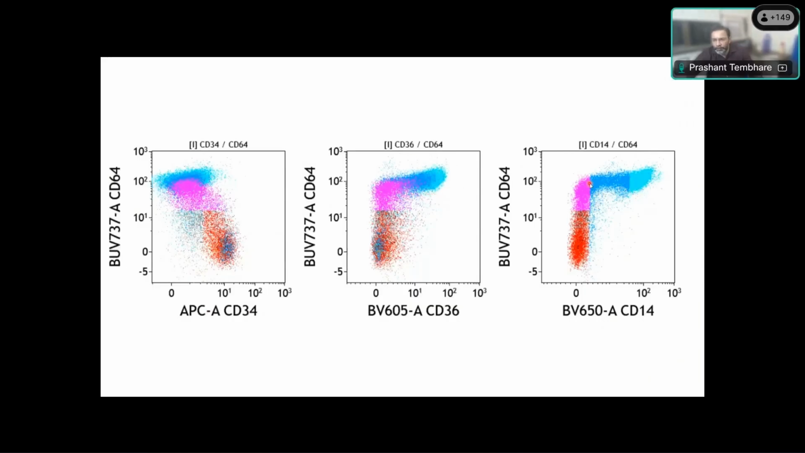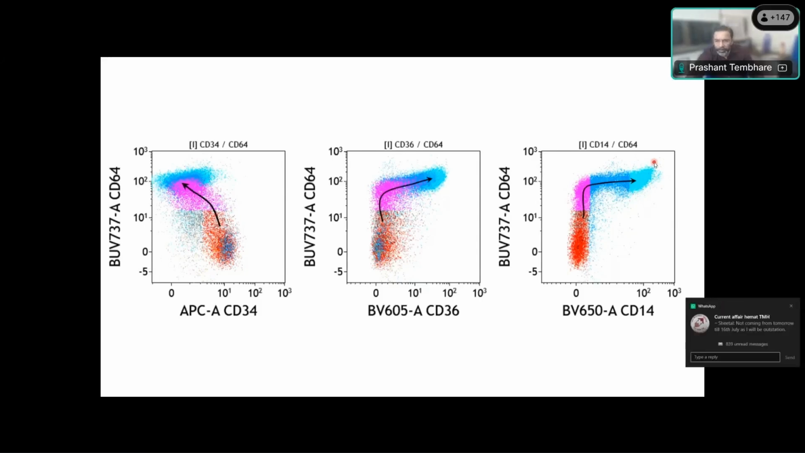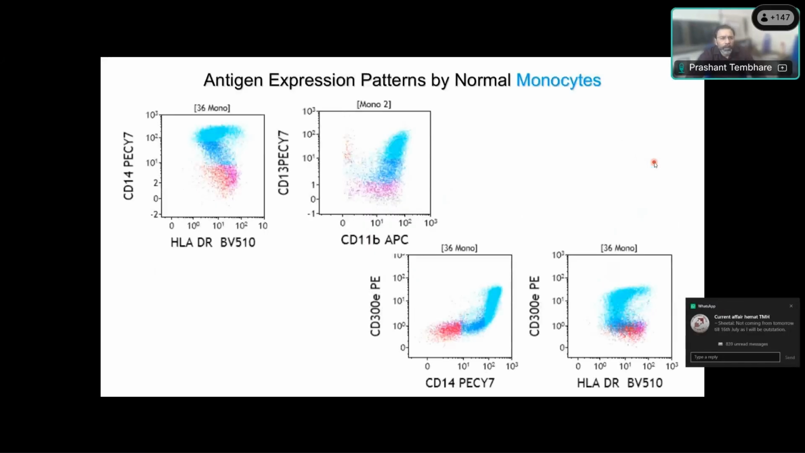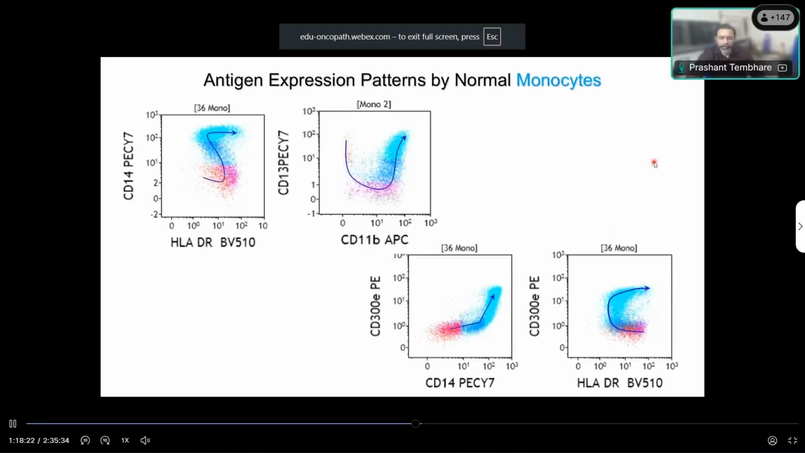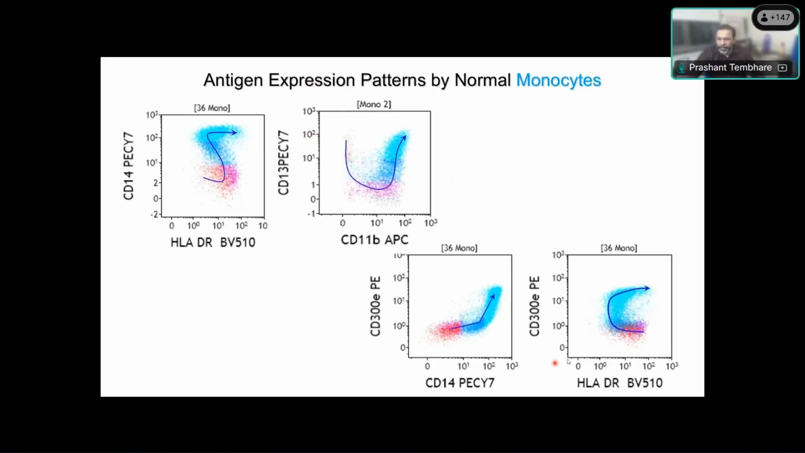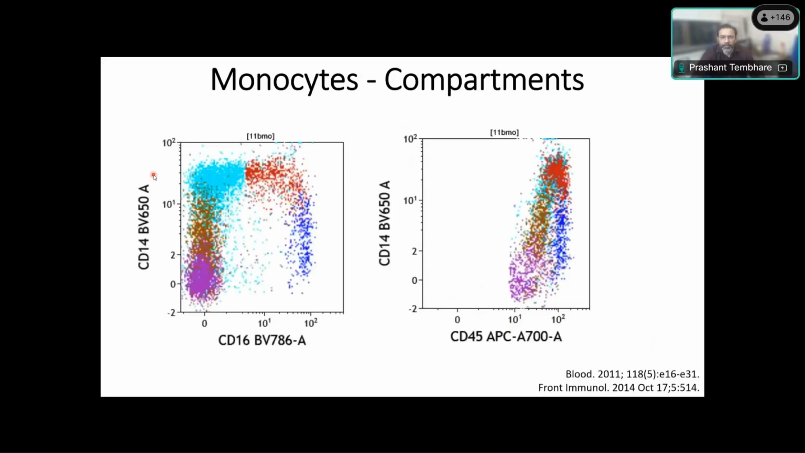You can see here the pink color cells are the earliest monocytic precursor. These are intermediate monocytic precursor, which correlates with promonocyte, and these are mature monocytic precursor. And these are all maturation patterns. So these are the maturation patterns as I mentioned with 14 and HLA-DR, 13 and 11B. There are additional markers which can be studied by using 300E. So you can study multiple markers with multiple patterns. But 13, 11B, HLA-DR, 14, 64, 36 are the common markers which are used.